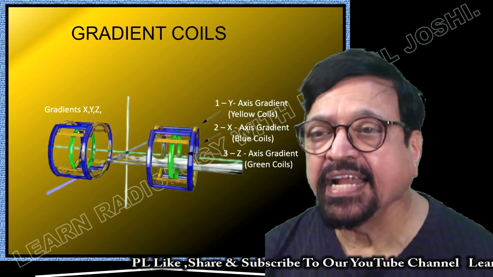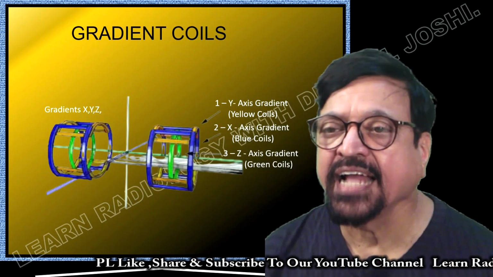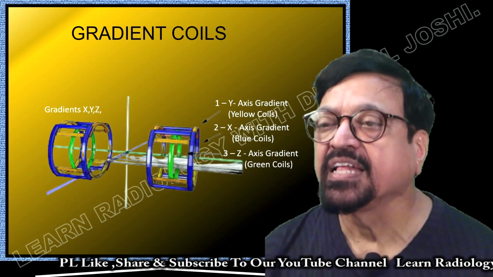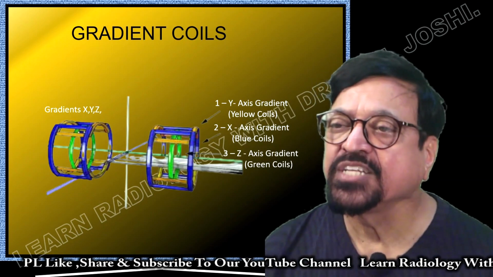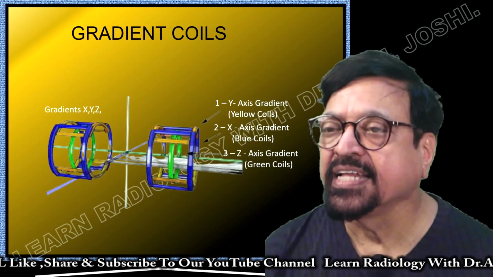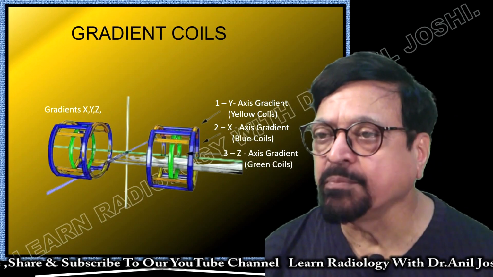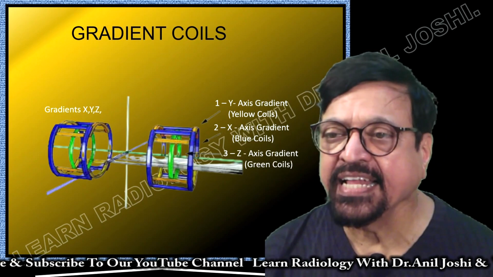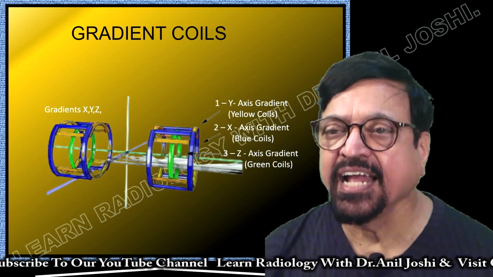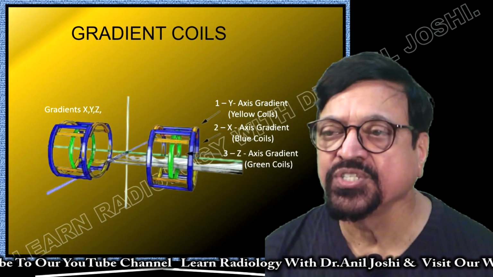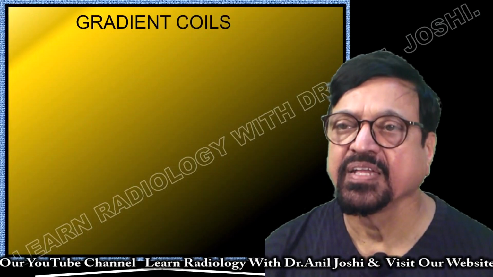Now come to the gradient coils. See X, Y, Z axis, there are 3 gradient coils. The Y axis coil is yellow, then the X axis is blue and the Z is green colored. You can see the XYZ gradient coils.